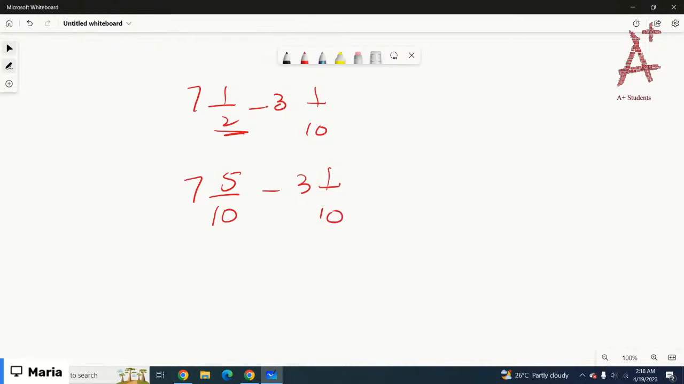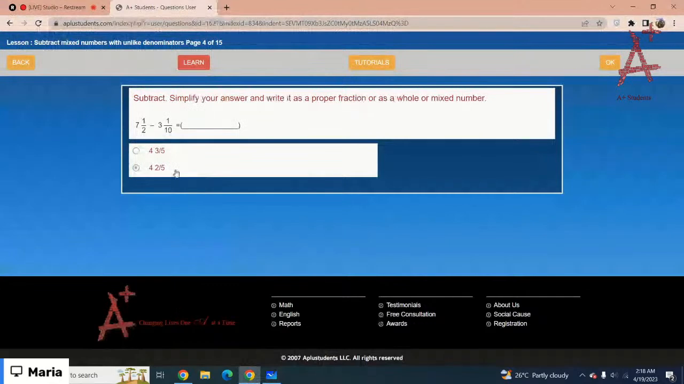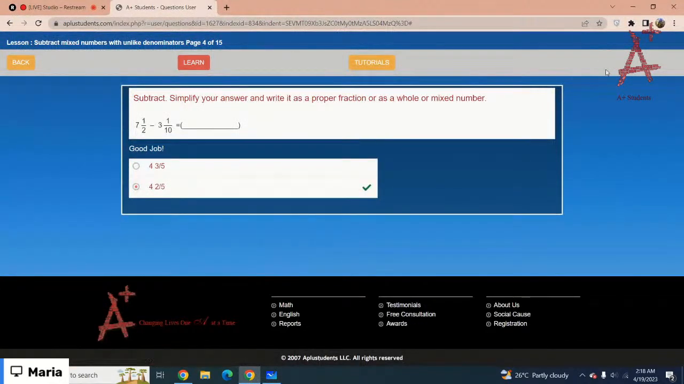So now let's just subtract. 7 minus 3 is 4. 5 minus 1 is 4, and here you have 10. So you can divide the fractional part by the common denominator 2. So it would be 4 whole 2 over 5. So the correct option is 4 whole 2 over 5. So just select the correct option and then click on the OK button.